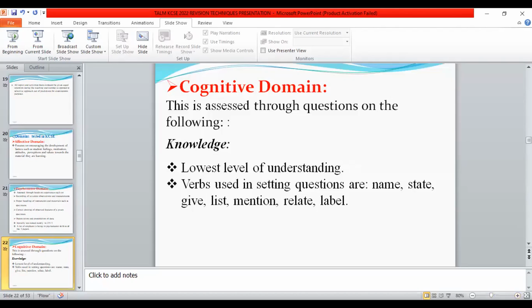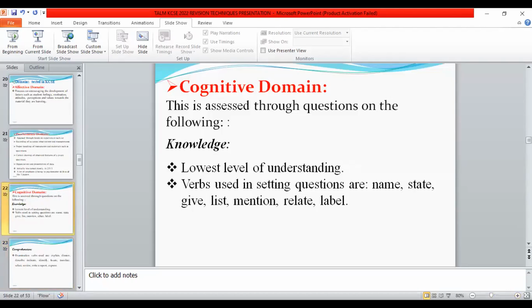In these questions, you find certain verbs like give, name, state, mention, list, etc. And as we will see when looking at the analysis, before 2016 many questions in biology paper 1 were set using these verbs, whereby learners were only required to recall those specific facts and information with very minimal explanation.